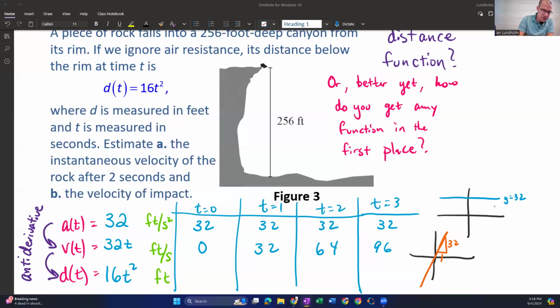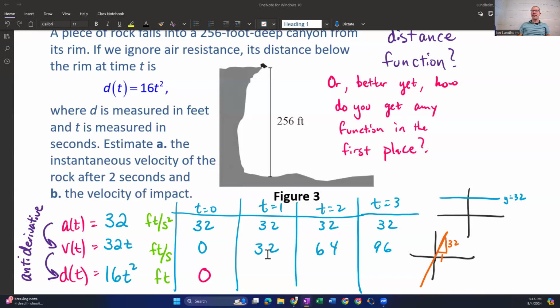Initially, we are at 0. Let's give this a different color. Let's go pink for this one. We start off 0 feet from the edge of this rim. But as it happens, over the first second of this, we've started at 0 feet per second and we've gotten up to 32 feet per second by the end of the first second.